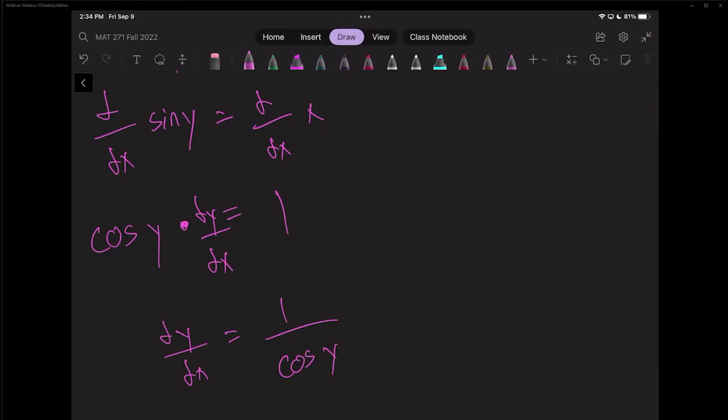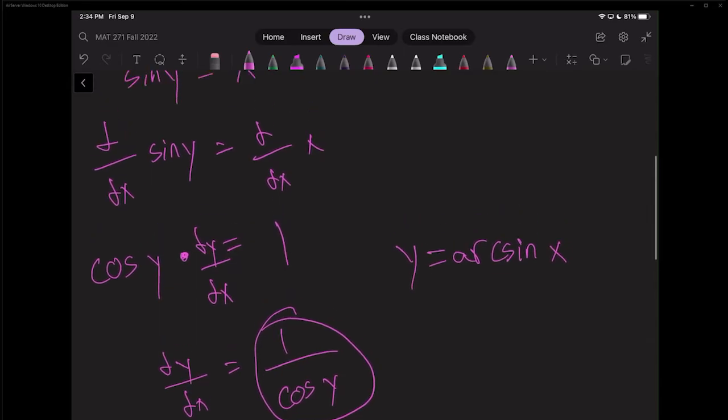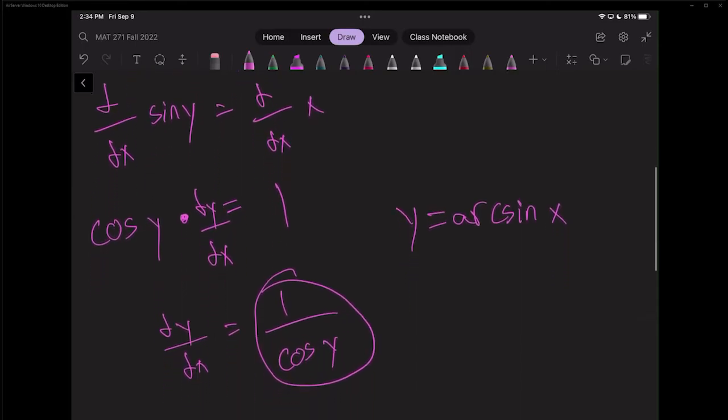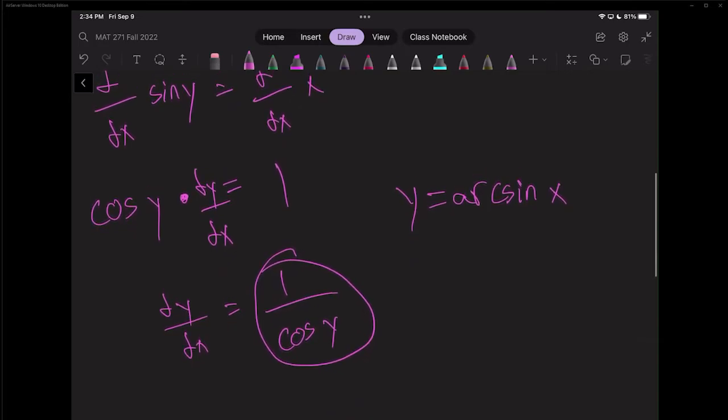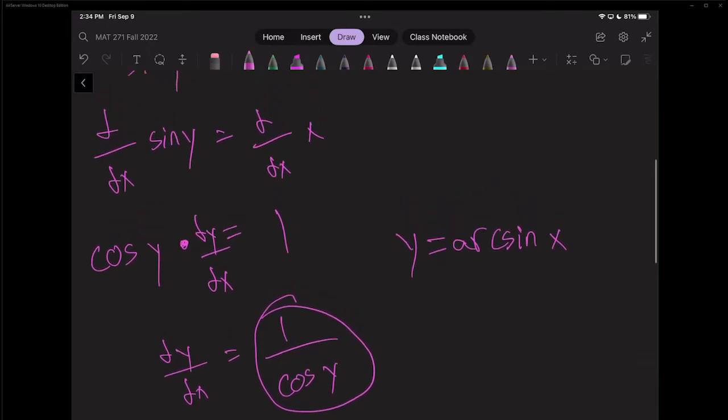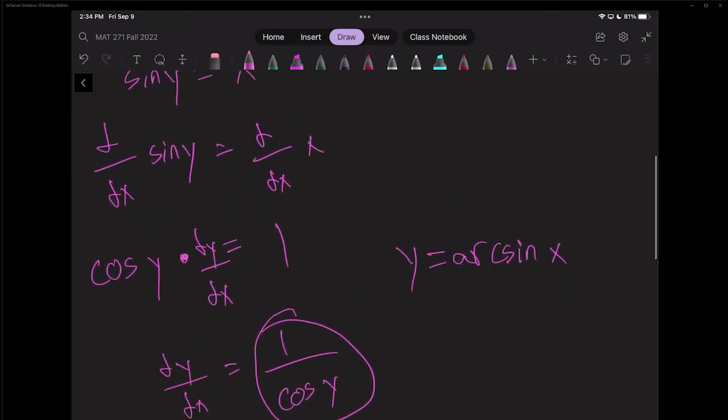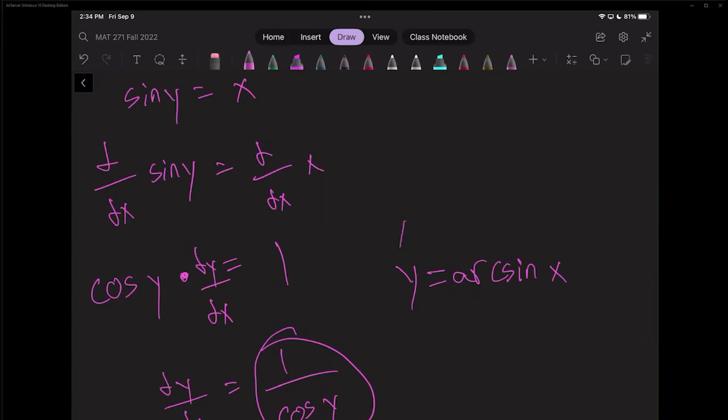The issue here is I want for this to be a function in terms of x, not a function in terms of y. I know that y is arcsine x. So I need to think of a way to rewrite this as a function in terms of x instead of a function in terms of y. I know that y is arcsine x, and I also know that x is sine of y, right? These relationships go together.